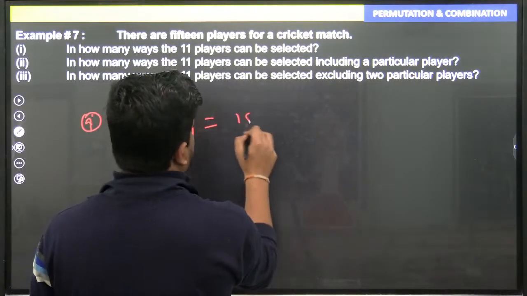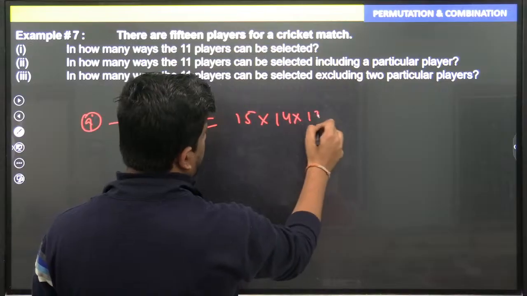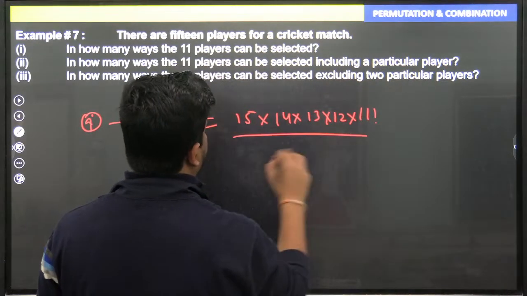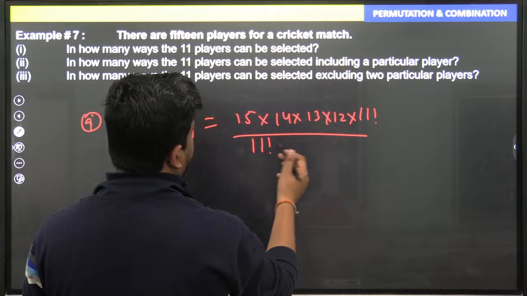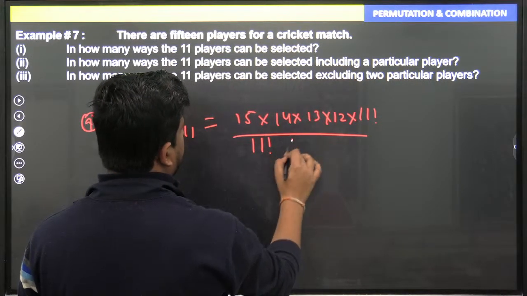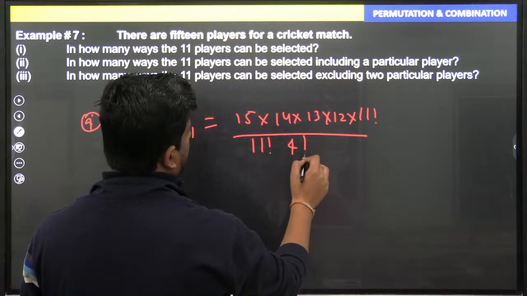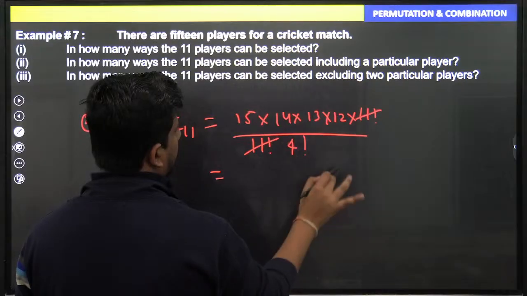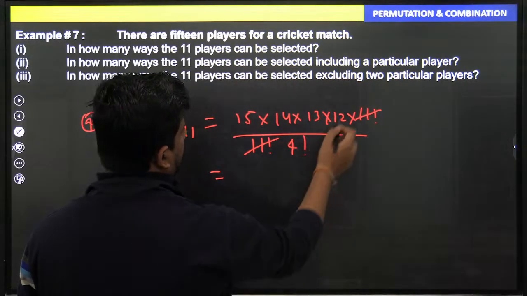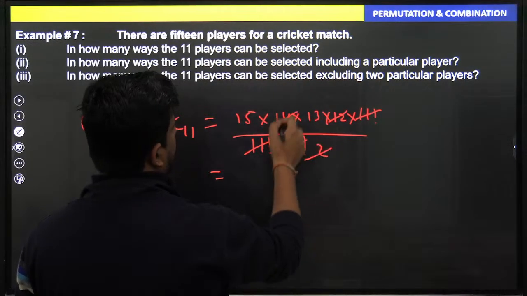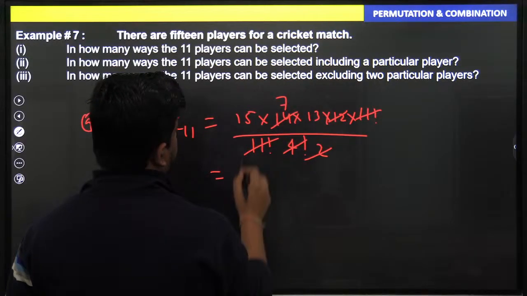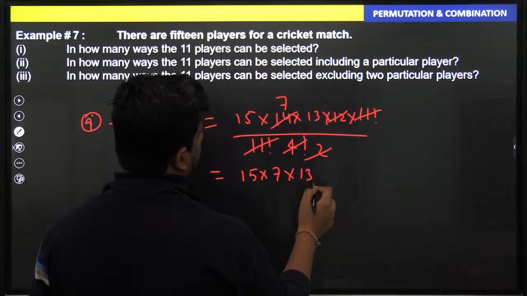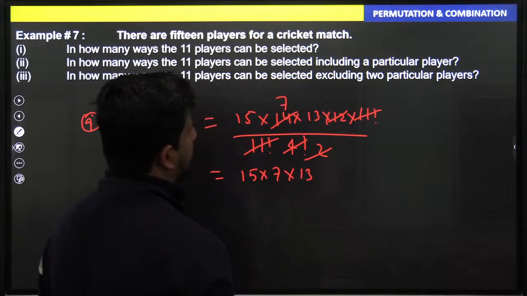You can say that 15 into 14 into 13 into 12 into 11 factorial divided by 11 factorial and 4 factorial. So this 11 factorial and 11 factorial cancel out. 4 factorial is 24. So 2 times 12 is 24, and 2 sevens are 14. So 15 into 7 into 13. Yes or no? Am I correct?